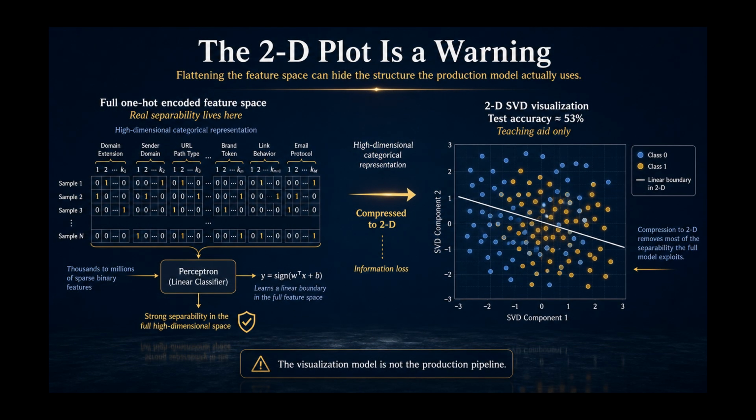A two-dimensional SVD plot is useful, but only as a warning. When the full one-hot encoded feature space is compressed into 2 dimensions, the visualization model reaches only about 53% test accuracy. That does not contradict the main result. It shows that the real separability lives in the high-dimensional categorical representation, not in the flattened 2-dimensional picture. The plot is a teaching aid, not the production model.